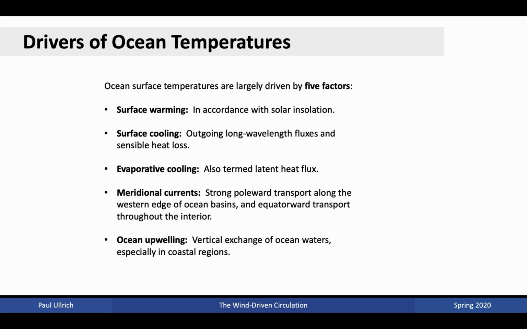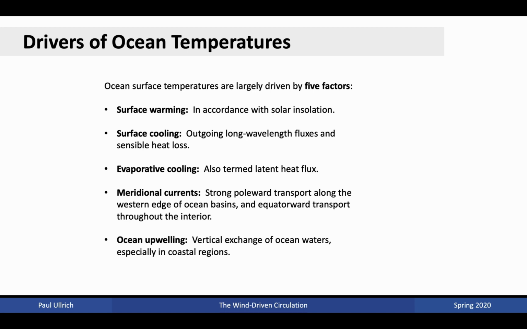We've talked about some of these factors already when talking about the interactions between the ocean and the atmosphere. A prominent one is surface cooling. Namely, the ocean itself is also in a state of energetic balance. That is, the amount of energy it receives must be equal to the amount of energy it emits in order for the temperature of the ocean to stay constant. So it must have a mechanism by which the ocean cools naturally. The primary mechanism is through surface cooling, that is, outgoing long-wave fluxes and sensible heat loss.